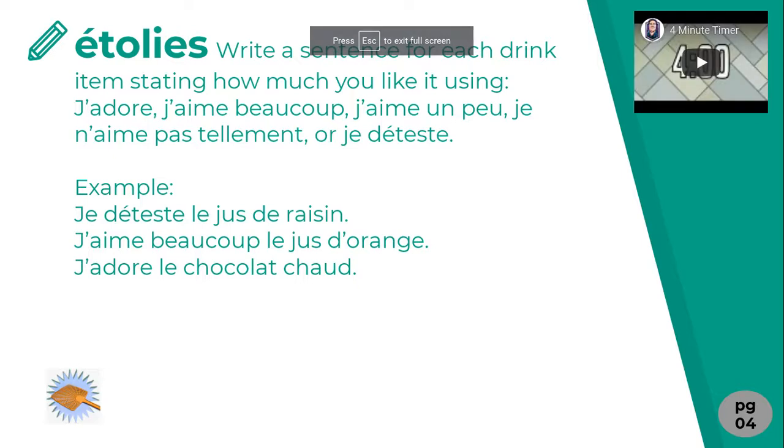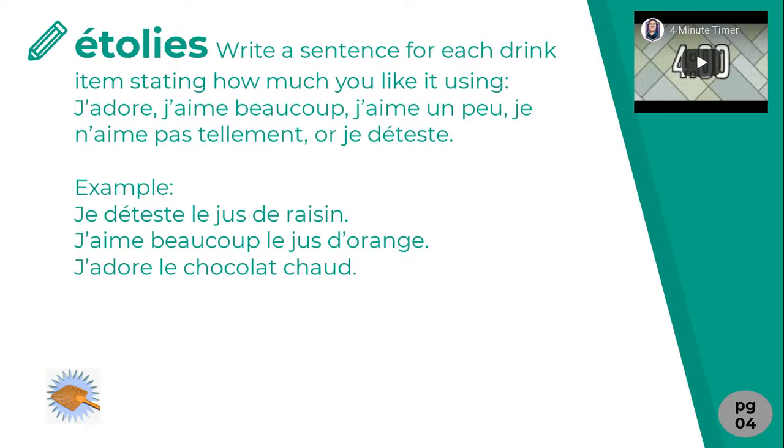Alors, tournez à la page 4, s'il vous plaît. Tournez à la page 4, s'il vous plaît. So just like yesterday, we wrote a 5-star sentence about our foods. Today we're going to write 5-star sentences for drinks.